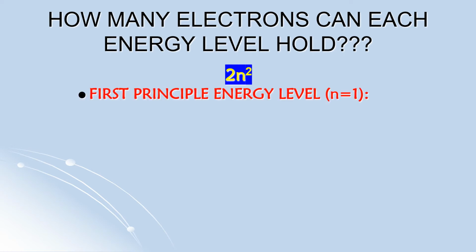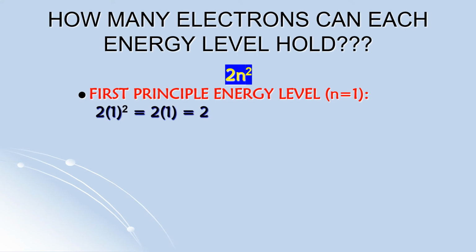So for example, let's say we want to know how many electrons the first energy level can hold. The n will be equal to 1 because we are looking at the first energy level. And all we have to do is plug in the 1 in place of n and do the math.